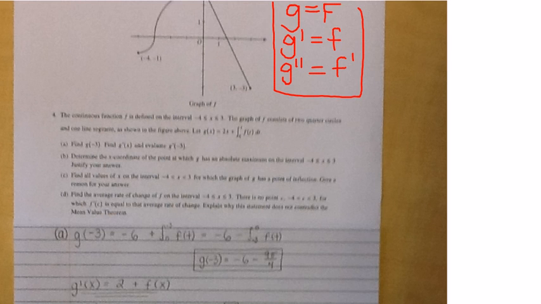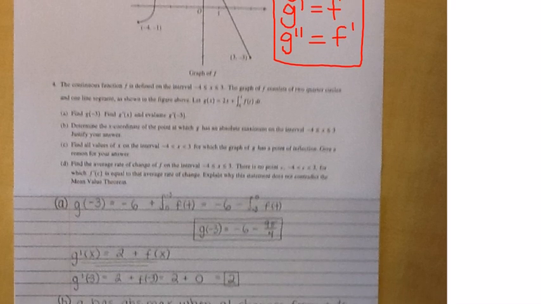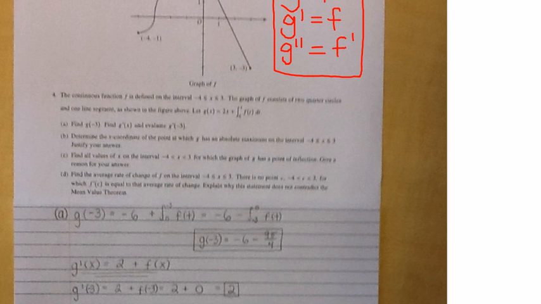A says find g of -3. Find g prime of x and evaluate g prime of -3. So, in order to find g of -3, we're just going to plug in -3 into our equation for g. So 2x would be -6 plus the integral from 0 to -3 of f of t. So we have -6, and we can flip this right here. Instead of having it go from 0 to -3, we can make it negative and then go from -3 to 0 so that it goes in order and makes it easier to find area.